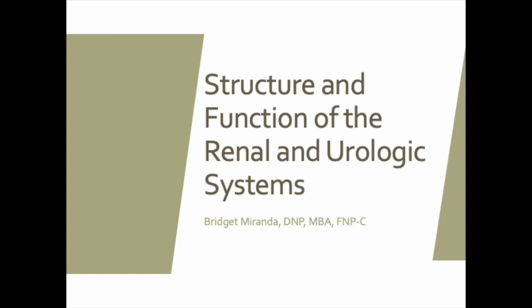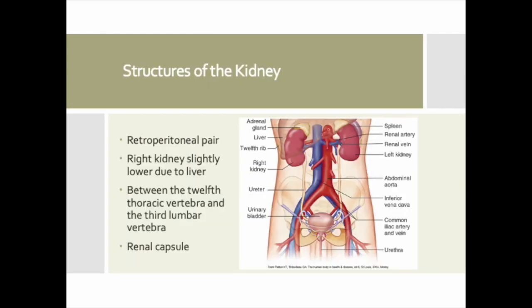In this presentation, we're going to be talking about the structure and function of the renal and urologic system. We'll start with the kidneys, which are a pair of organs located on each side of the vertebral column. And this is in the peritoneal space, which is the abdominal cavity behind the peritoneum. And you have the upper and lower poles extending from the 12th thoracic vertebrae to the 3rd lumbar vertebrae. And on the right, the kidney is slightly lower and palpable because it's displaced downward by the overlying liver.